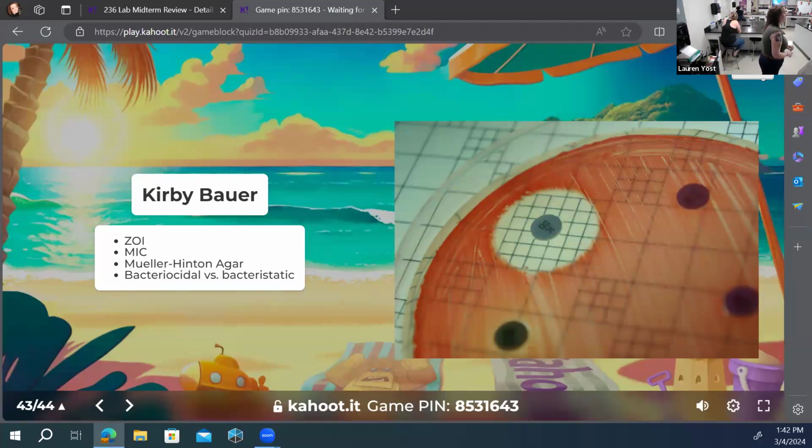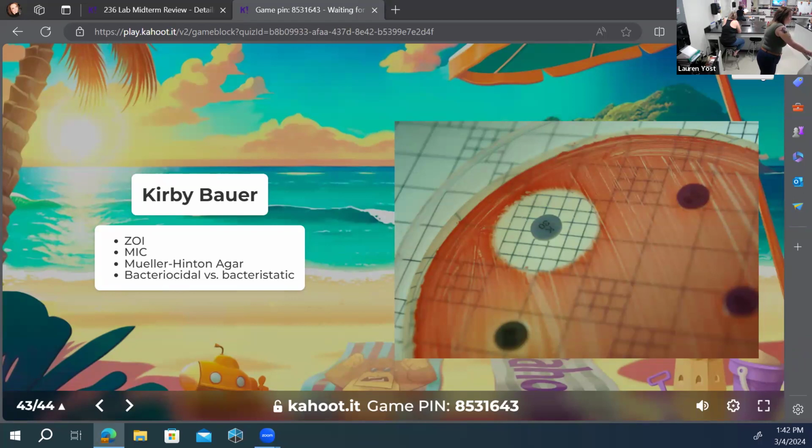Okay, so Kirby-Bauer, know what a zone of inhibition is. That's just the clearing around the disc, yeah? And how would you measure it? Completely all the way across, right? It's not the radius, so it's not halfway. The minimum inhibitory concentration, I don't need you to calculate it or anything like that. Just be aware that the minimum inhibitory concentration, or the minimum amount of antibiotic to affect the bacteria that you're testing with, is going to be at the edge of that zone of inhibition. Right, that's the lowest concentration at which it's effective.